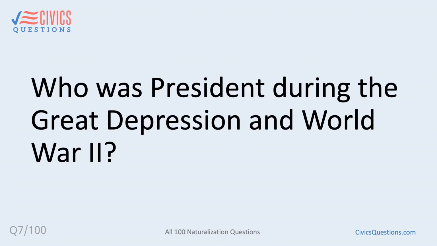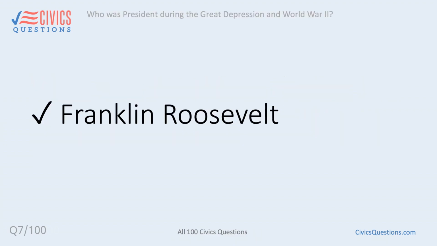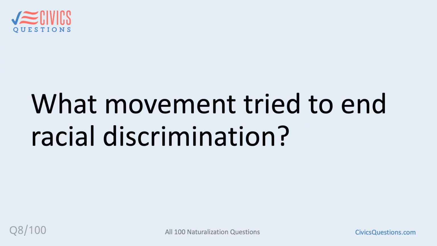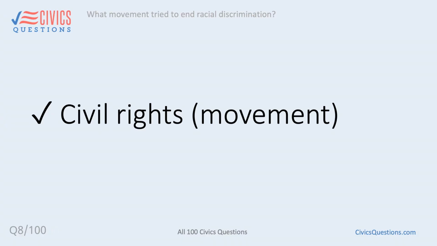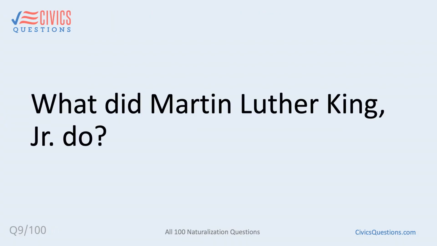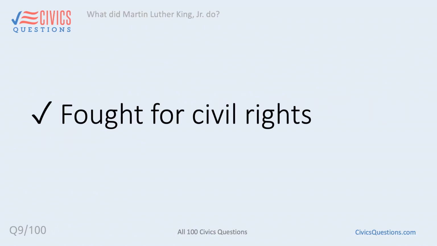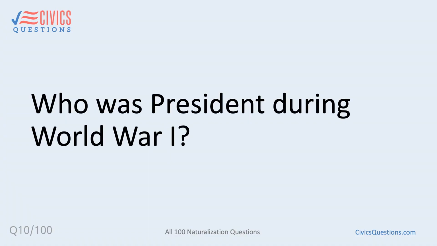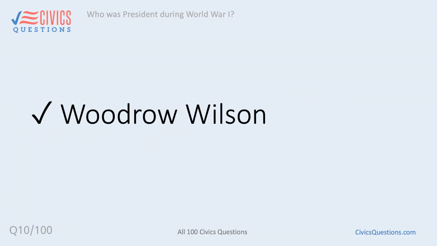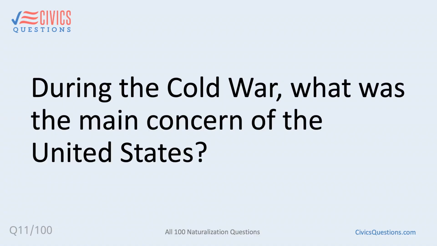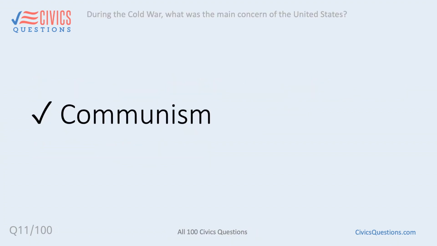Who was president during the Great Depression and World War II? Franklin Roosevelt. What movement tried to end racial discrimination? Civil Rights Movement. What did Martin Luther King Jr. do? Fought for civil rights. Who was president during World War I? Woodrow Wilson. During the Cold War, what was the main concern of the United States? Communism.